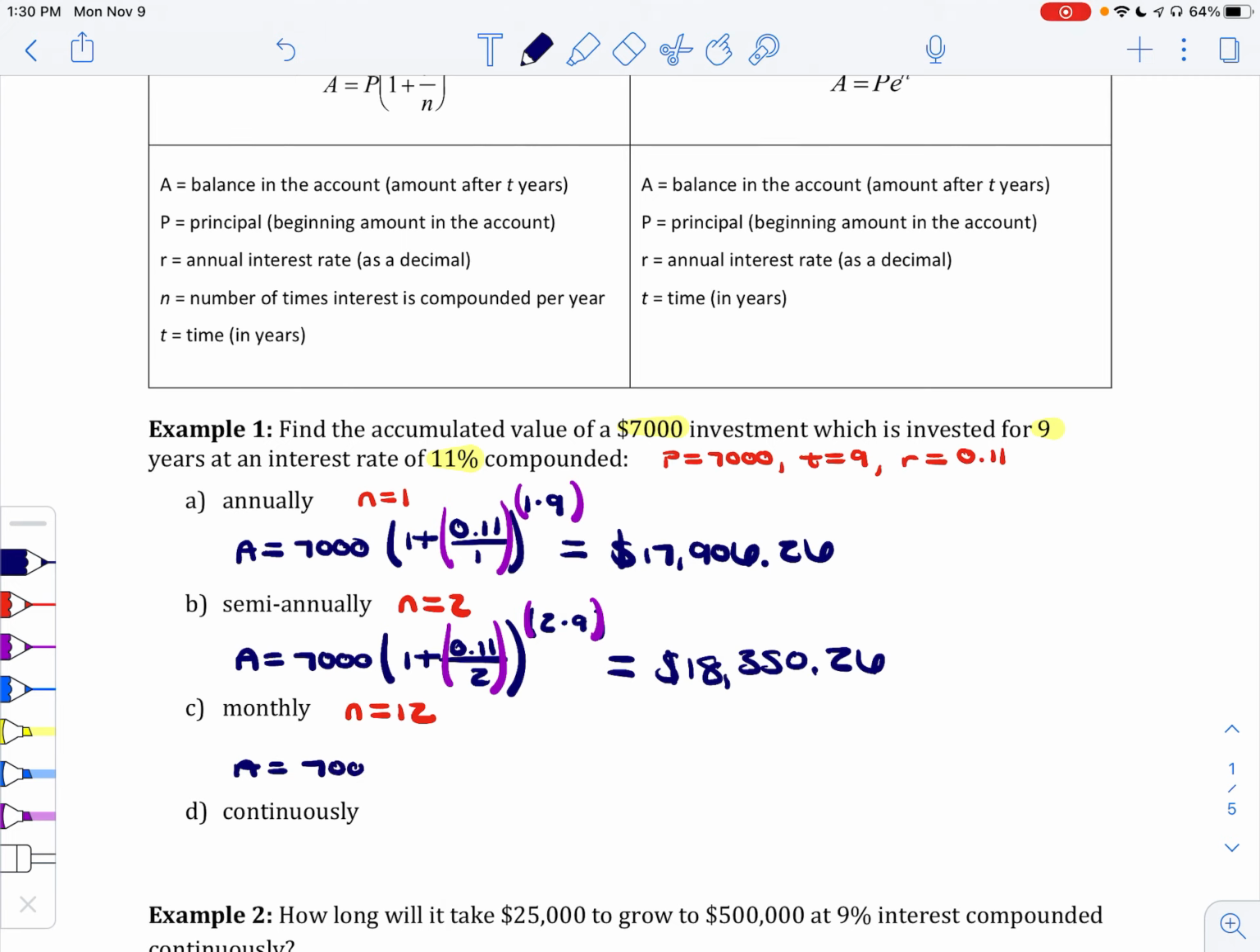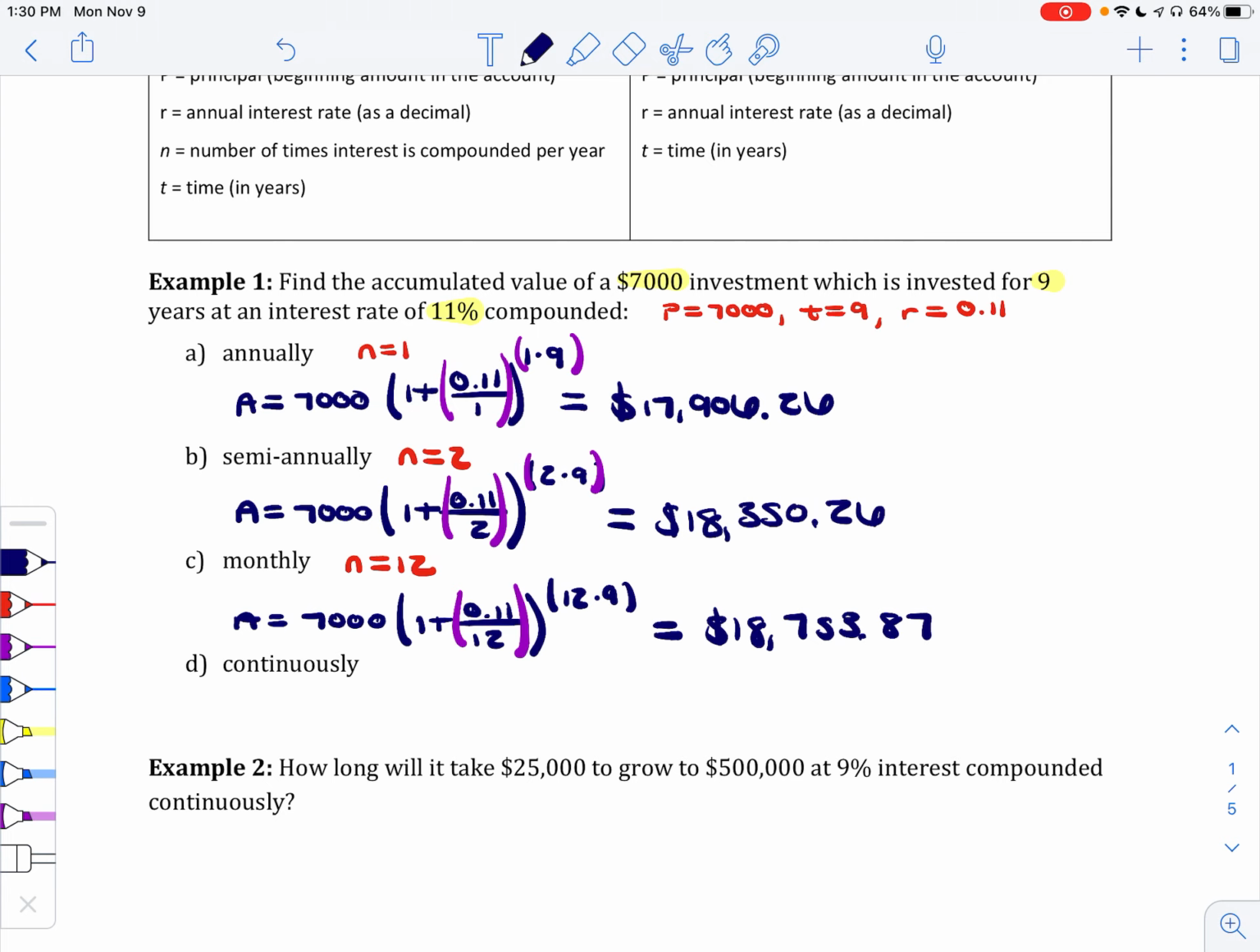That would be 7,000 times (1 plus 0.11 divided by 12) raised to the power of 12 times 9. Again, make sure you add your parentheses if you're going to plug it in all at once. And we would get $18,753 and 87 cents.